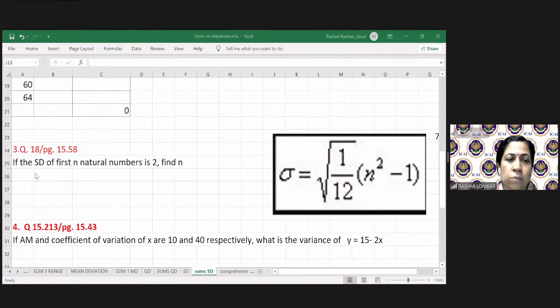See, as I told you, you may get a direct question: if the standard deviation of the first n natural numbers is 2, find n. So, as I was telling you, we have to use the formula sigma is equal to square root of 1 by 12 into n square minus 1. Here, what have they given you? They have given you this to be equal to 2.